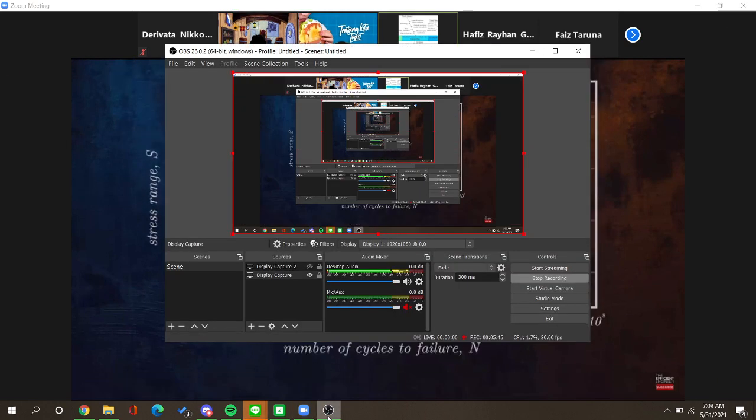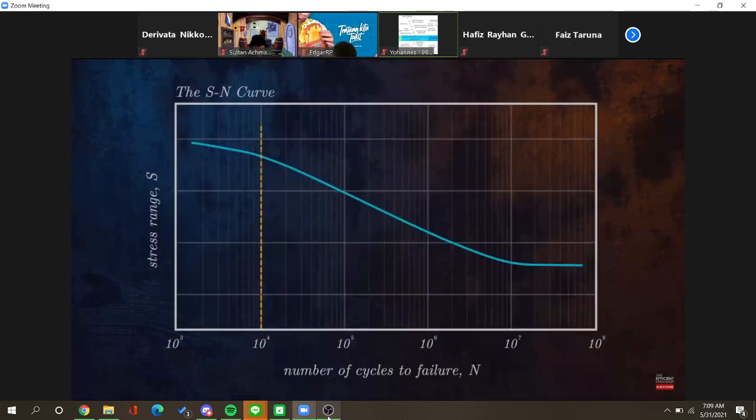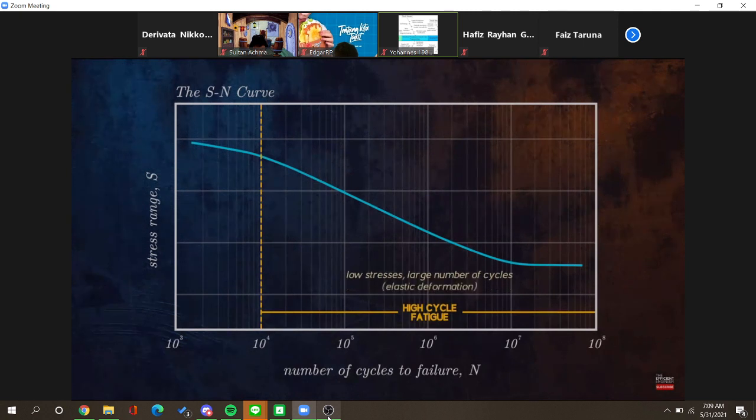It is common to differentiate between high cycle and low cycle fatigue. High cycle fatigue occurs when the applied cyclical stresses are low, and failure occurs after a very large number of cycles, typically more than 10,000 cycles. Because the stresses are low, we are only dealing with elastic deformation.